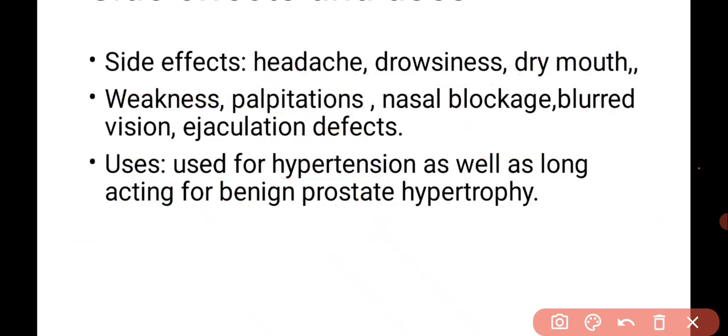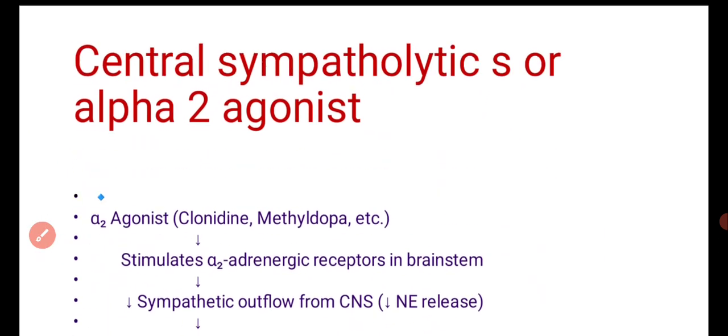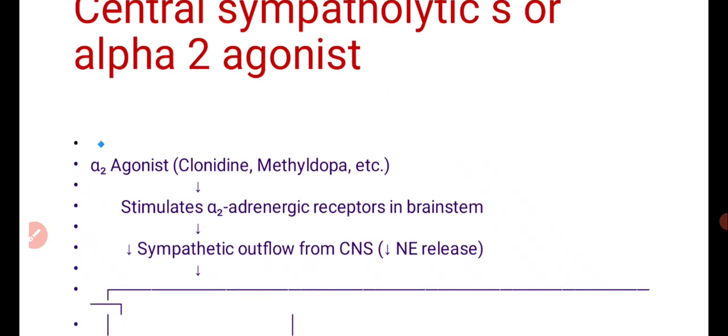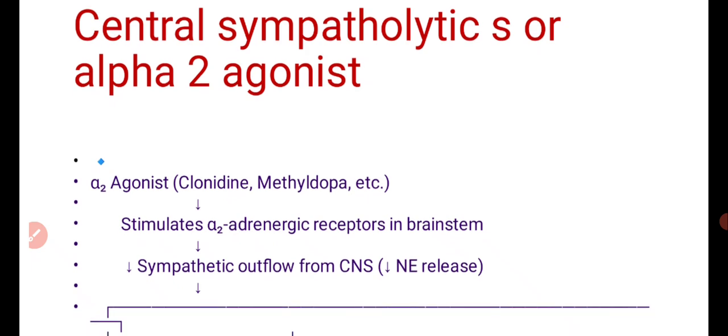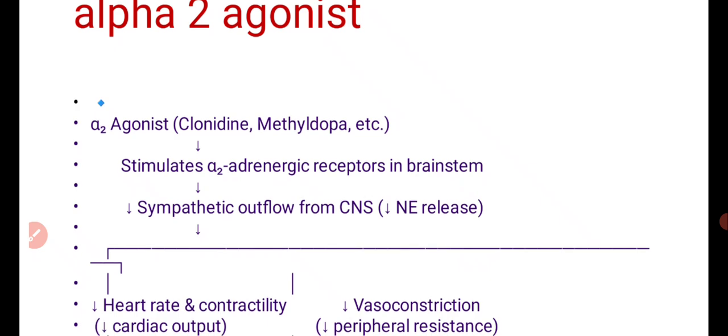Another category of sympathetic blockers are not generally considered as blockers. They are considered sympatholytics because they reduce the outflow of the sympathetic nervous system from the brain. How does this response take place? Because of the stimulation of alpha 2 receptors in the CNS. So they are generally alpha 2 agonists, but they reduce the effects of the sympathetic nervous system. That's why they are considered sympatholytics.